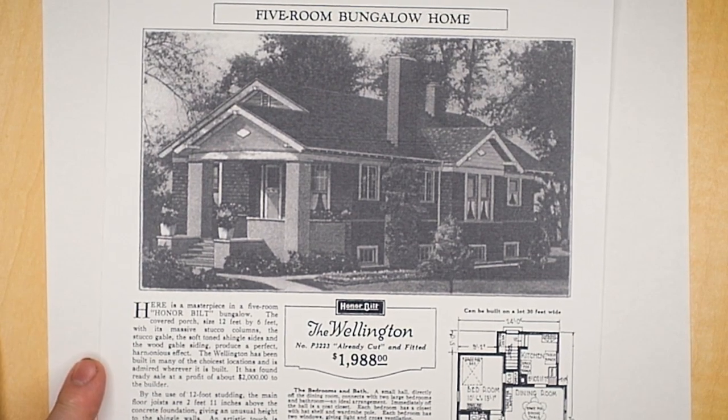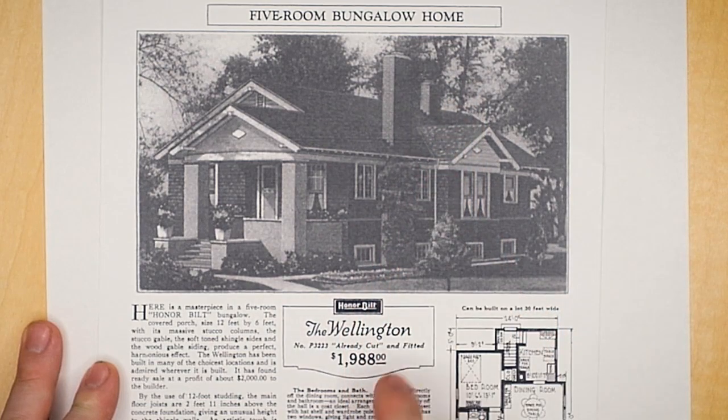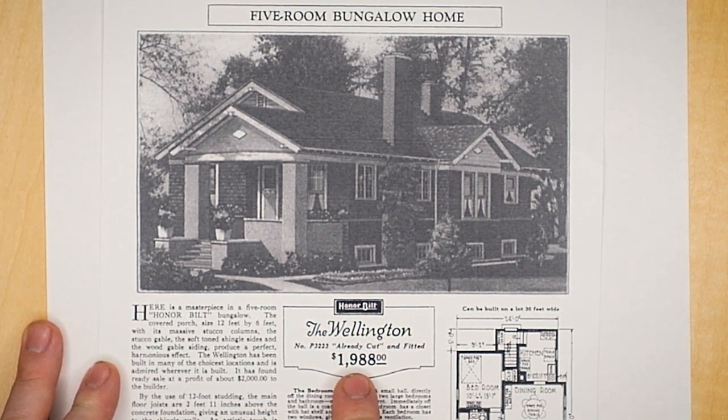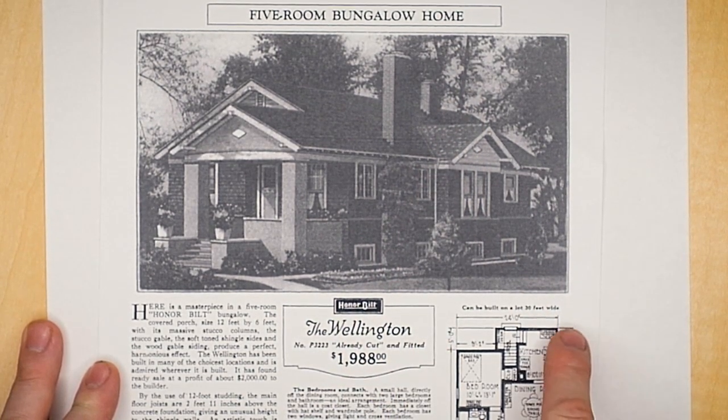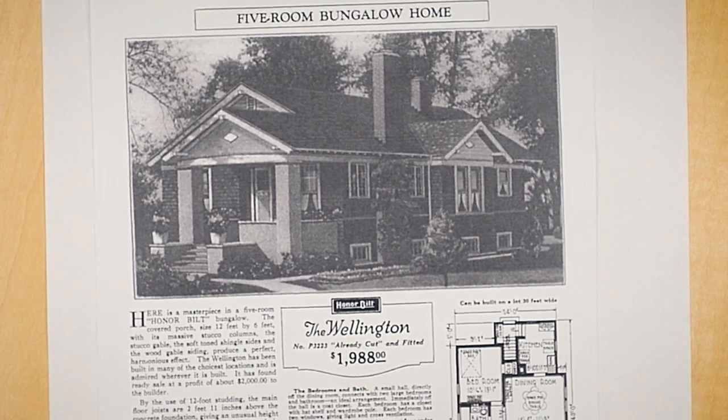Look at this cute 5-room bungalow home. The Wellington, only $1,988. And it's got this great blueprint that shows the dimensions of the finished house. This is an awesome starting point for our history project in building scale models of historic architecture.